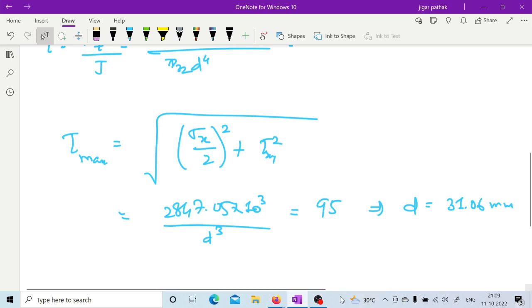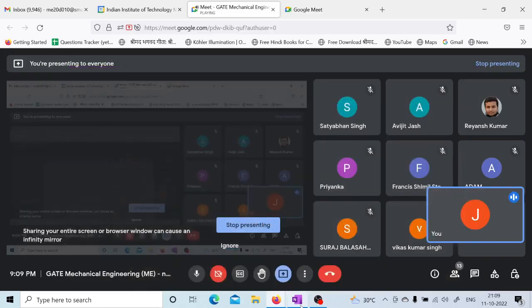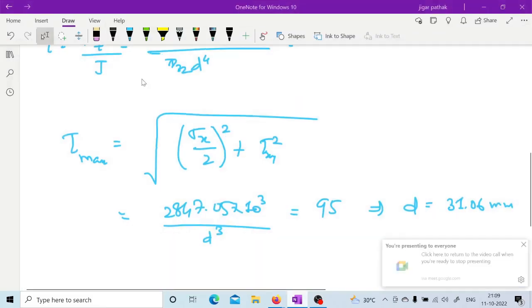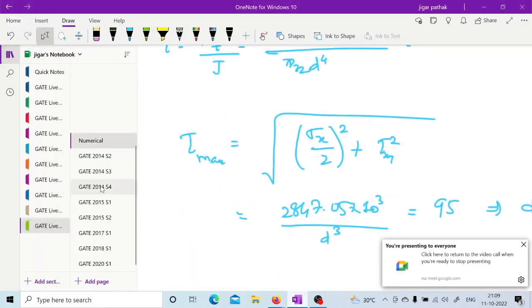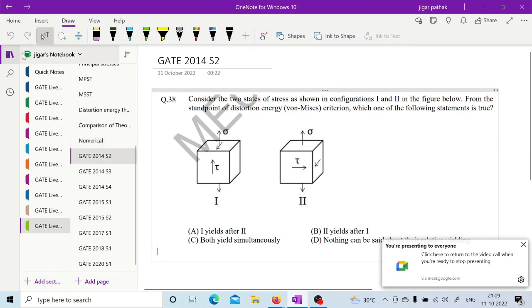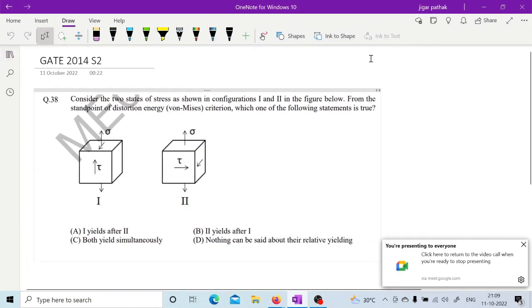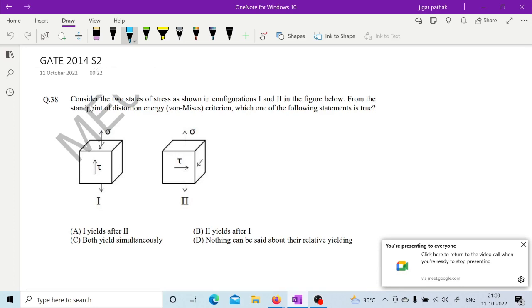So now if you are done with this, then we can go for some GATE questions. So here we can see this is from GATE 2014 S2 session 2. Consider the two sets of stress as shown in configuration 1 and 2 in the figure given below.